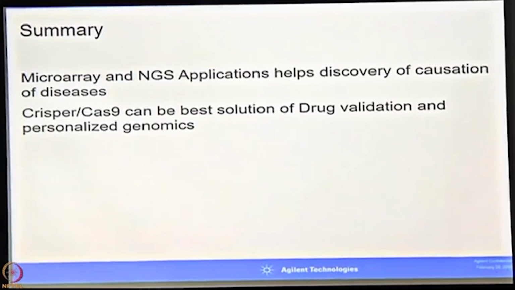So in summary, you can use the NGS application to identify the causation, what the cause of that is, and I gave a brief idea of how CRISPR-Cas can be the best solution for drug validation and personalized genomics. So you can use the NGS application to identify the problems, and CRISPR might be used for the treatment part, right?